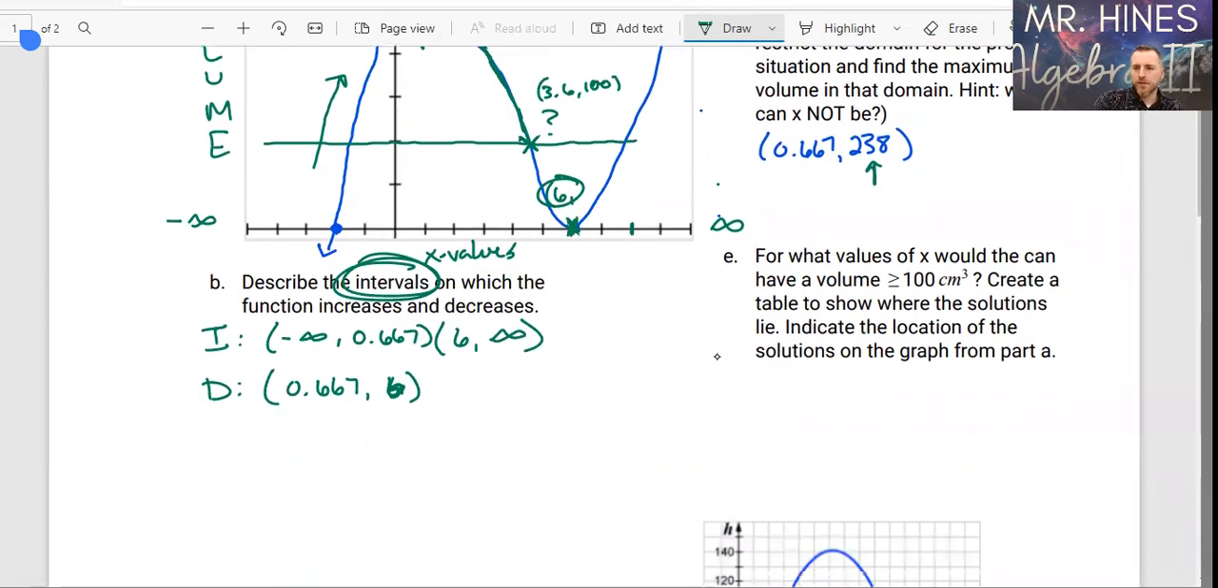Okay, so from x equals 0, x is greater than 0 to less than 3.6. That's a less than sign, sorry. This will have a volume greater than 100. Once you cut more than that, you start to be below 100 cubic centimeters.